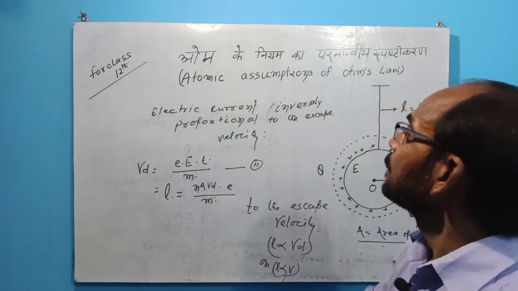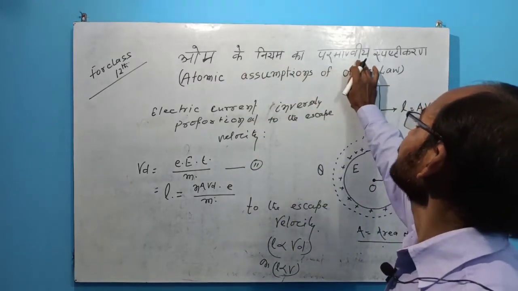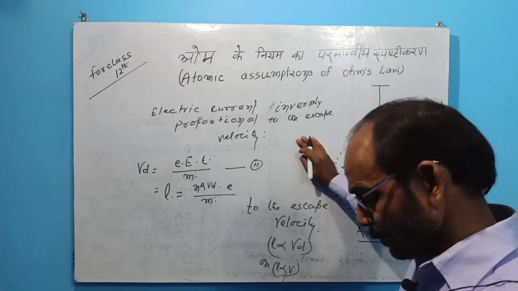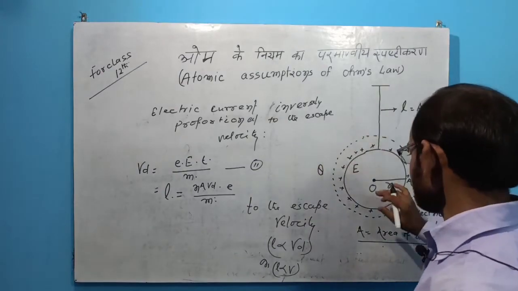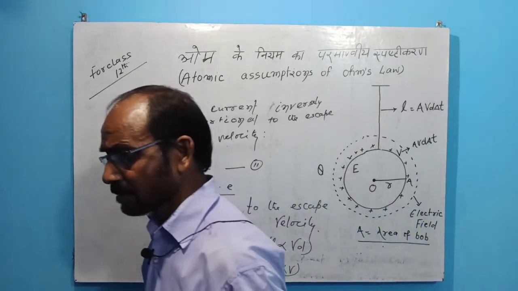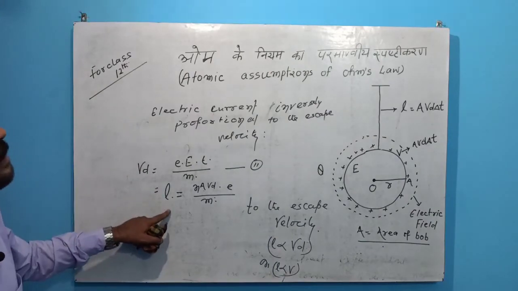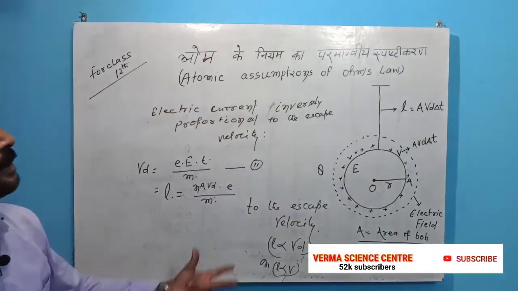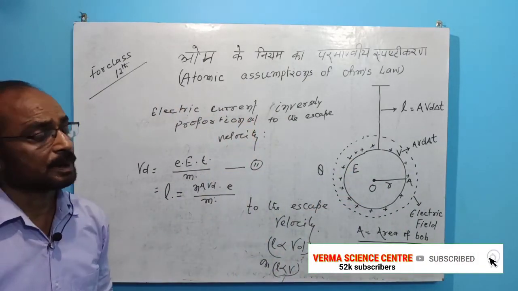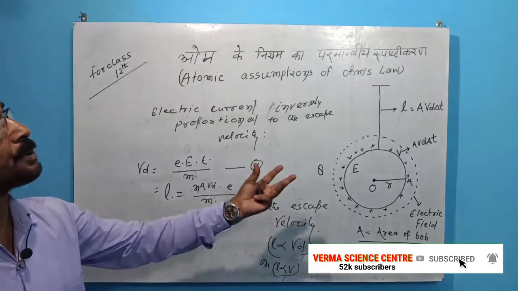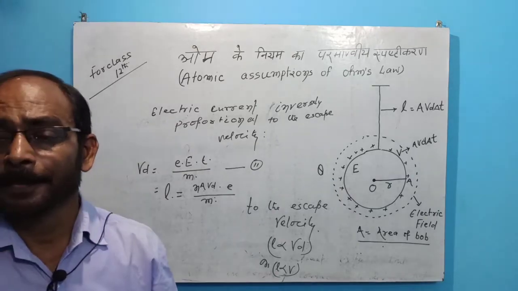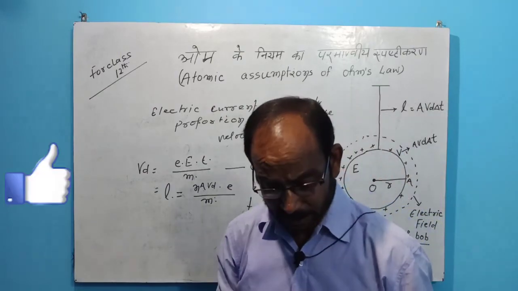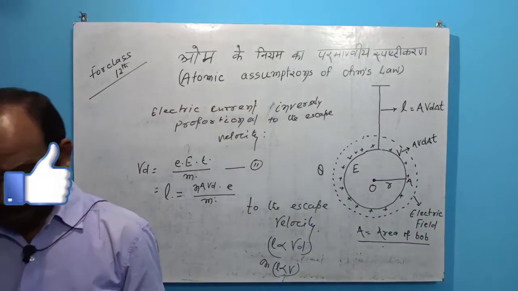ओम्स लॉ, ओम के नियम का परमाणुकीय स्पष्टीकरण जो आपके सामने है वह किसी फ्रीली सस्पेंडेड सिलिंड्रिकल बॉब पर निकाला गया है और यहाँ पर जो ये स्फेरिकल पार्ट देख रहे हैं, it is the upper and lower spherical surface है.